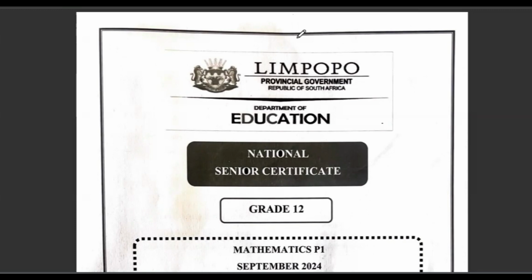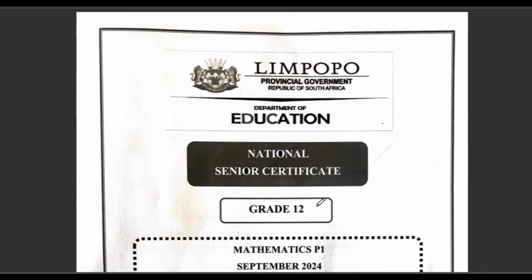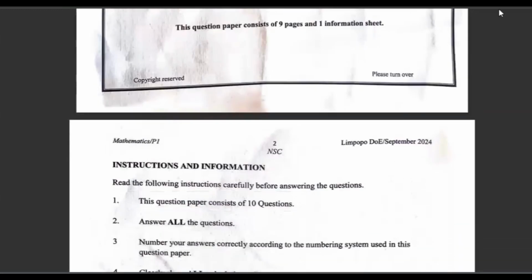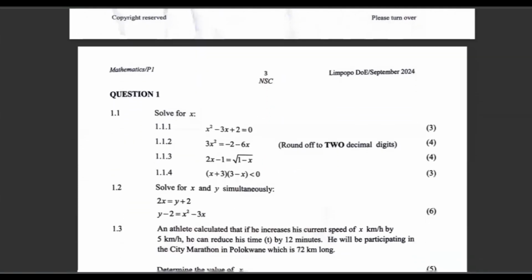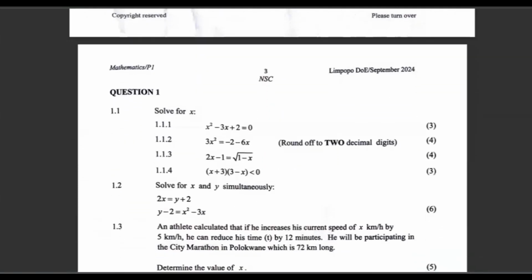Hello, welcome to yet another episode where we shall be looking at the Limpopo Paper 1 Mathematics, the prelim, September 2024. Okay, so if we start with question number 1, they're telling us to solve for x. So 1.1.1, x squared minus 3x plus 2 is equal to 0.